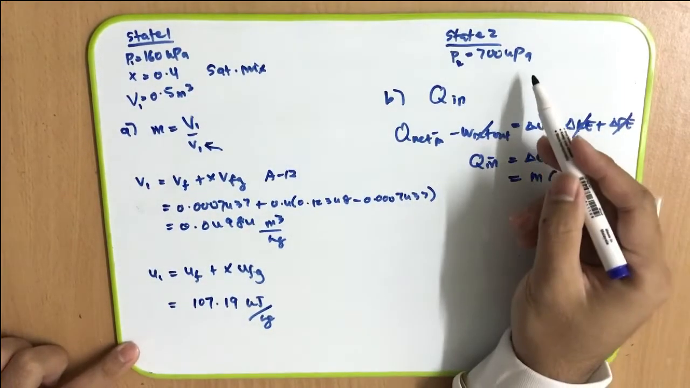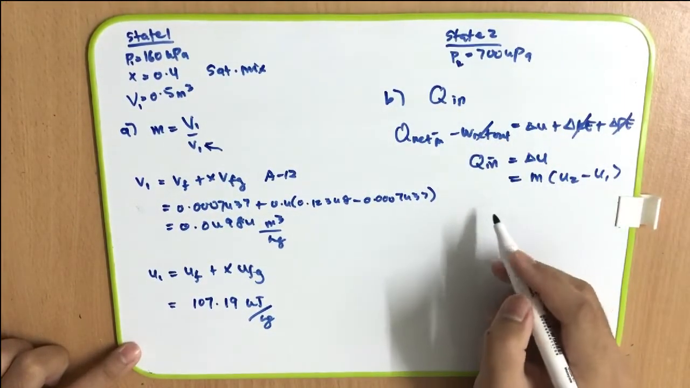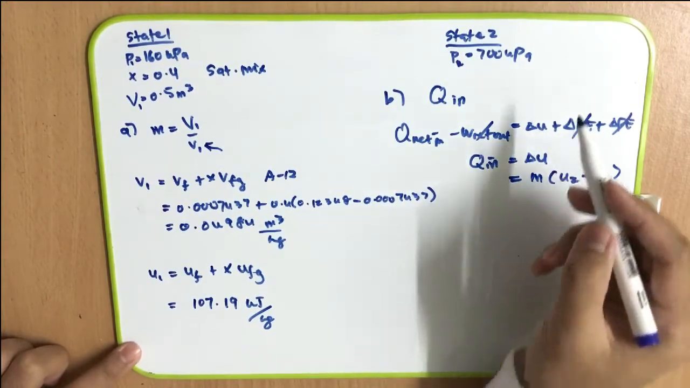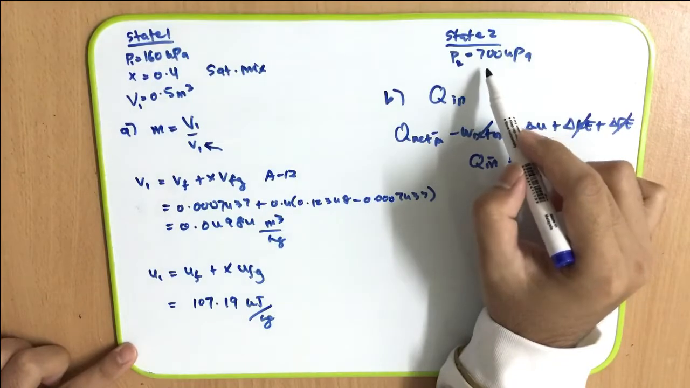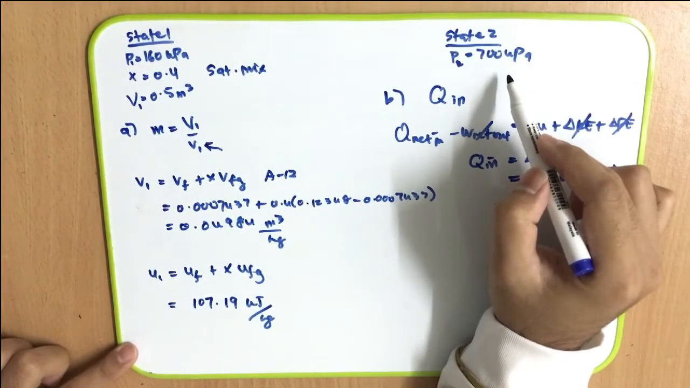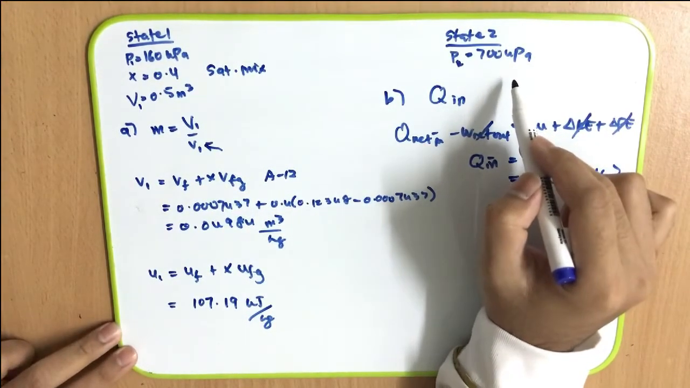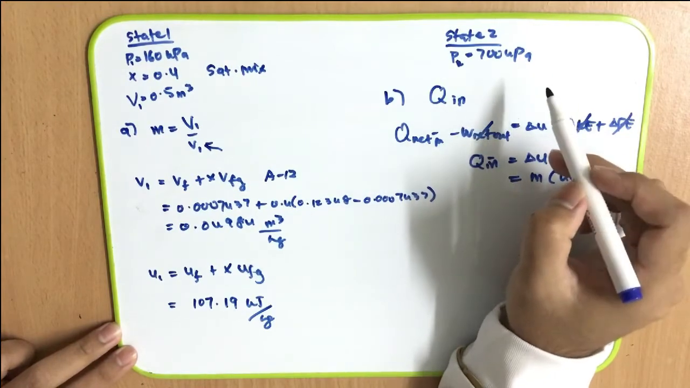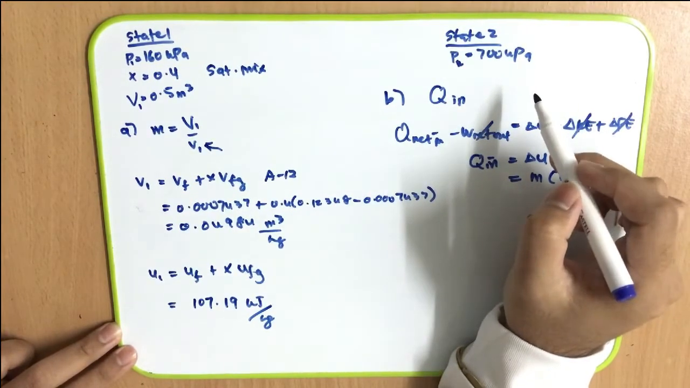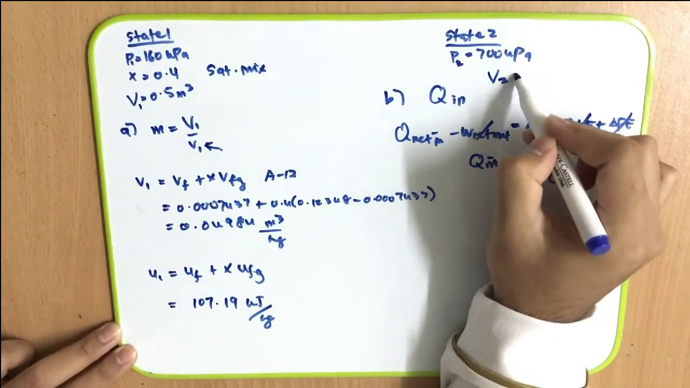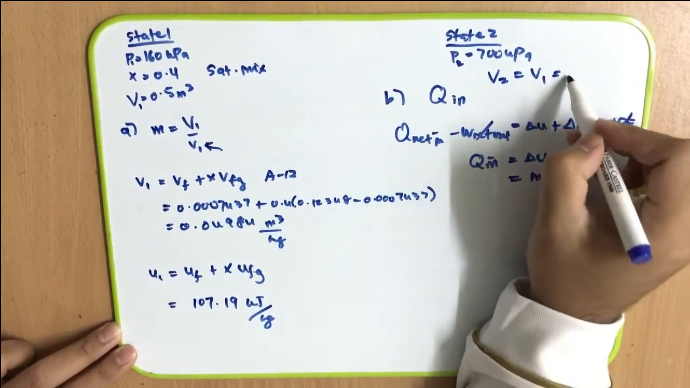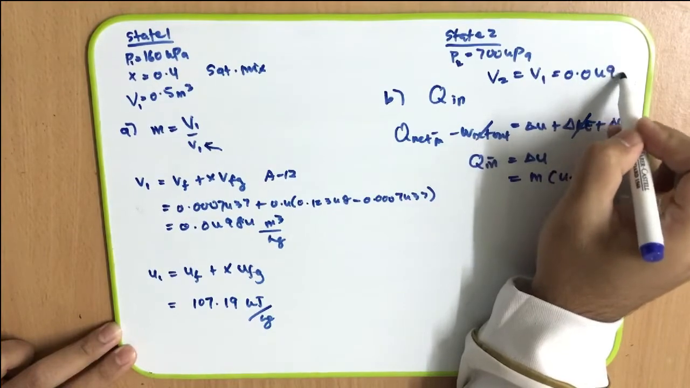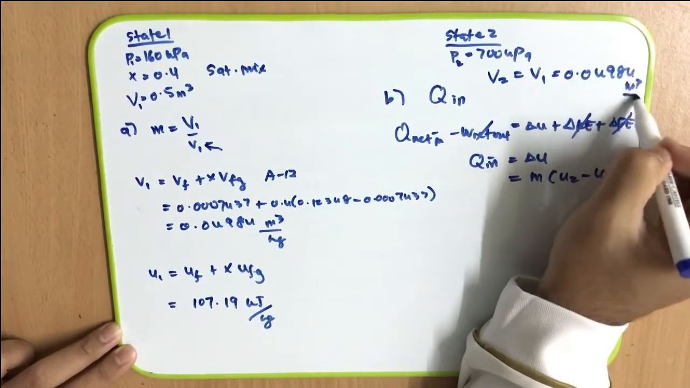Next, we find u for state 2. Before we can find the u2, we have to know first the phase for state 2. But now we have only one piece of info, which is pressure. We need at least another piece of info. Based on the question, the device used is a rigid tank, and we know that the volume will not change. Because of that, v at state 2 is equal to v at state 1, which is equal to 0.04984 meter cube per kg.